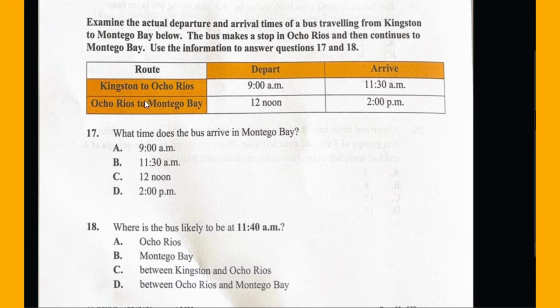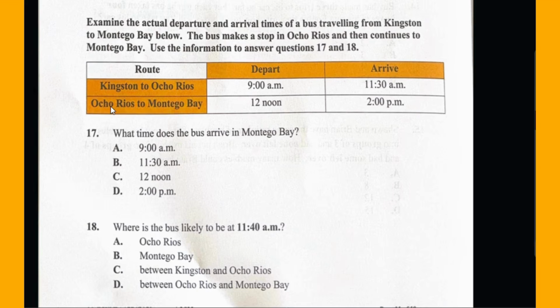So from Kingston to Ocho Rios, the bus departed at 9 a.m. and it got to its location at 11:30 a.m. The bus from Ocho Rios to Montego Bay leaves at 12 noon and arrives at 2 p.m. So let us look at questions 17 and 18. Question 17 says, what time does the bus arrive in Montego Bay?